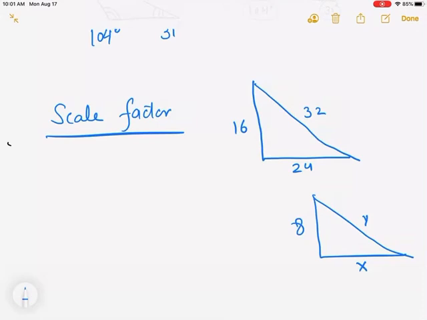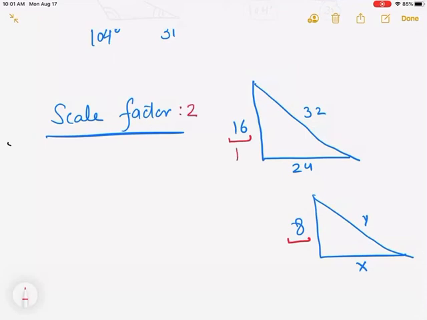Okay, what I see is, let's look at one pair of corresponding sides. I see this side is 16 and its corresponding side is 8 in the other one here. So what's their scale factor? The bigger one is actually twice the smaller one, right? So the scale factor is 2. That's the first thing you could do.